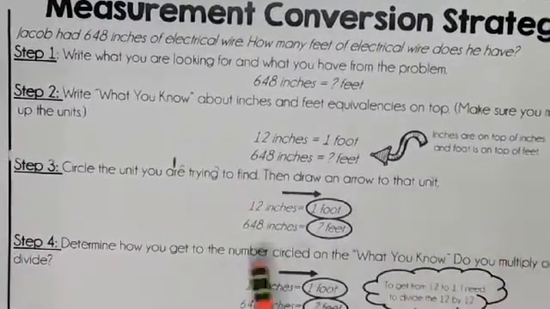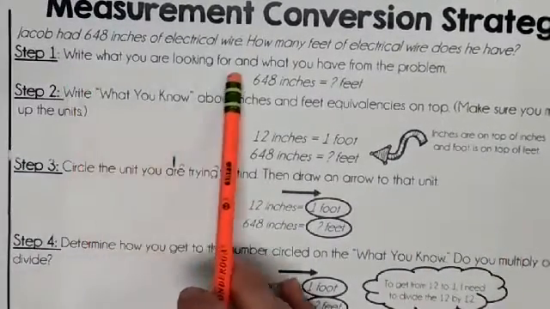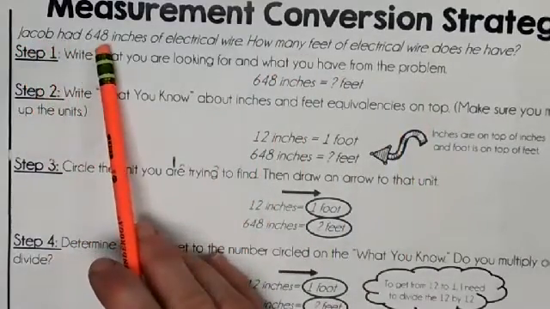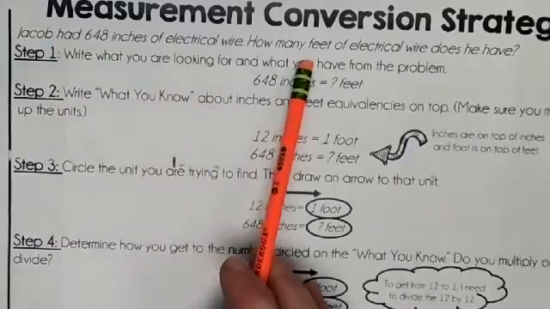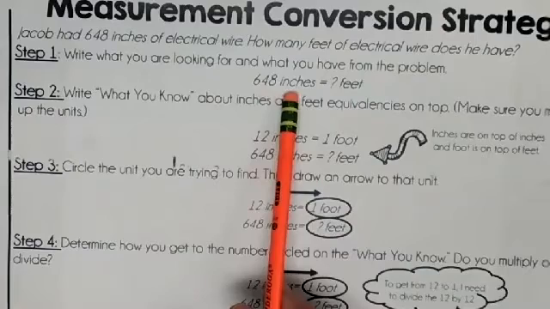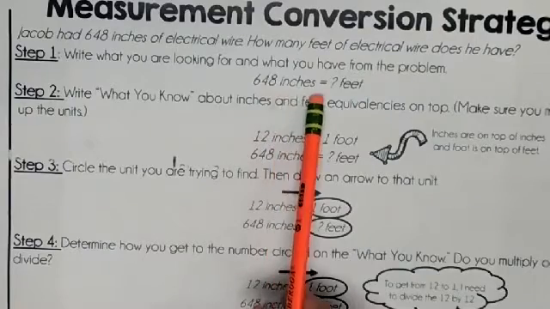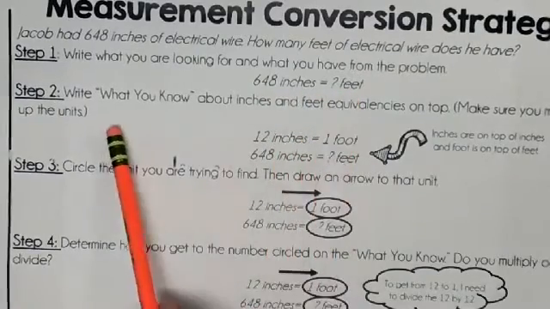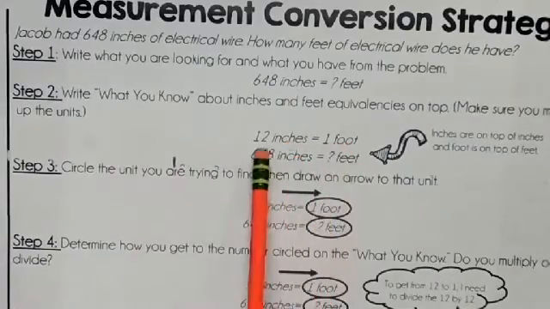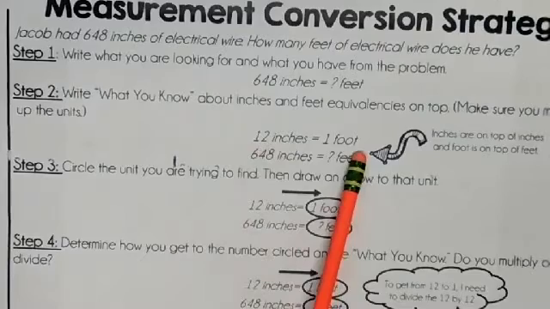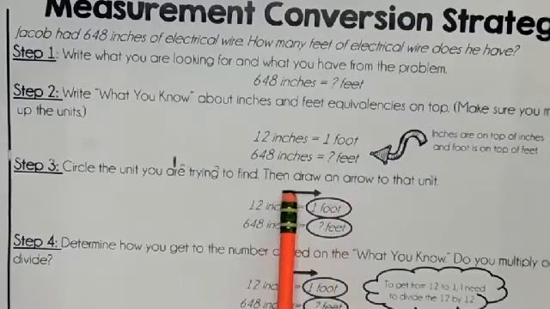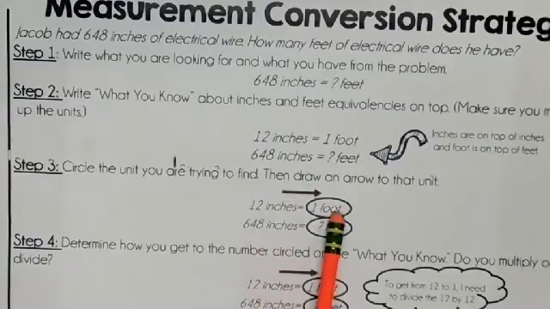Remember, we first write down what we're looking for and what we have from the problem. The problem was: Jacob had 648 inches of electrical wire. How many feet of electrical wire does he have? So we know he has 648 inches, and we want to know how many feet. Then you write what you know above it: inches above inches, feet above feet. We know 12 inches equals 1 foot. Then you circle the unit you're trying to find, and you draw that arrow going from inches to feet.